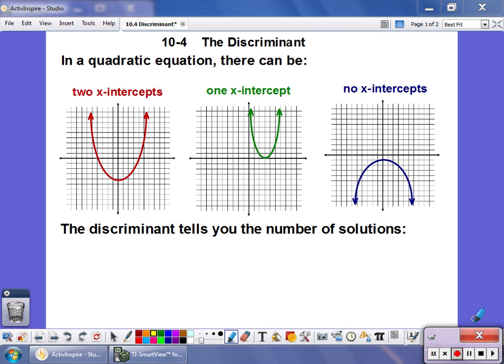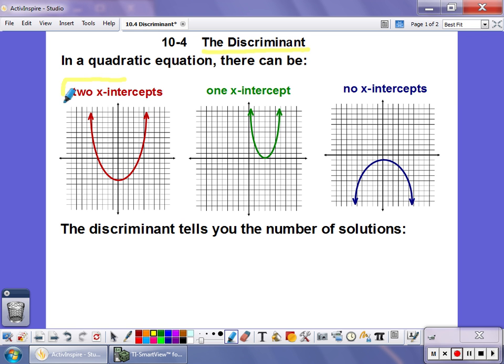We're going to talk about the discriminant. The discriminant is something that is part of our quadratic formula, and it's used not to give us our actual solutions, but only to tell us how many solutions we have. Okay, the discriminant is based on part of our quadratic formula, but think back to your quadratic equations.